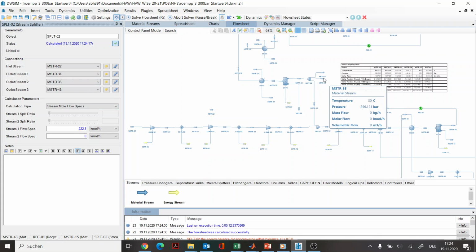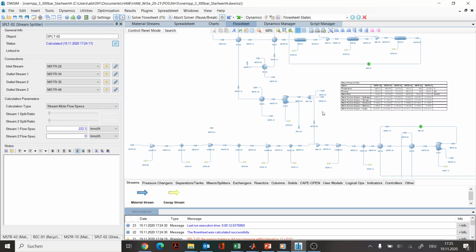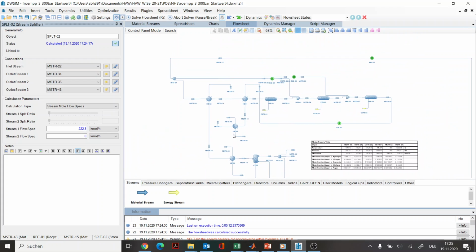And this means, if you don't specify, or if you don't insert the second one, then it's not that easy to get the right purge rate. Okay, if I have it like this, then I switch off my automatic solving of the flow sheet.